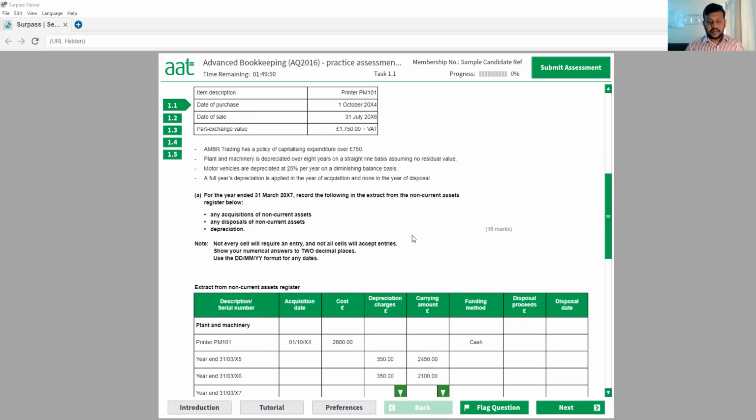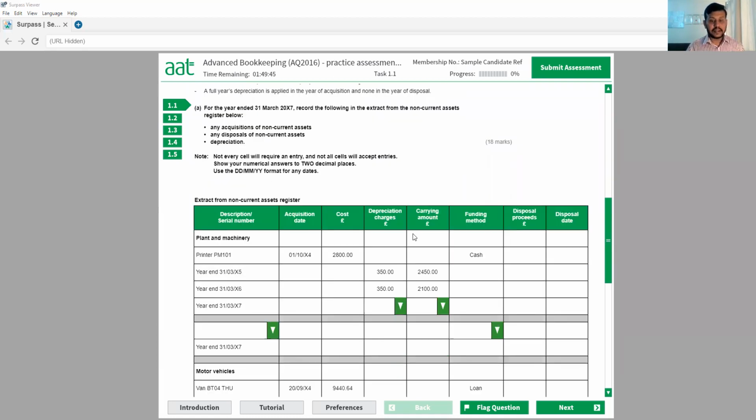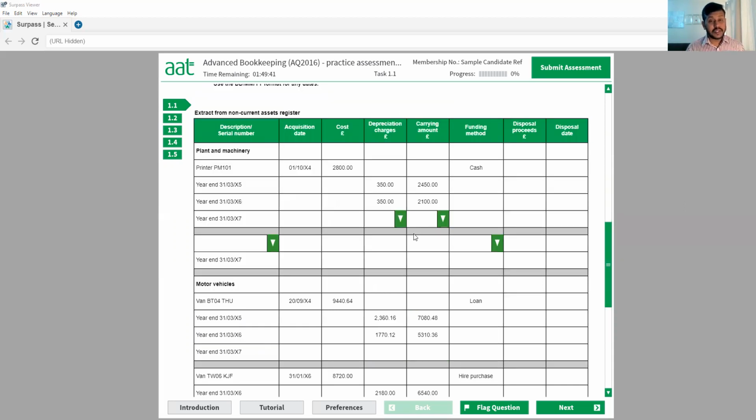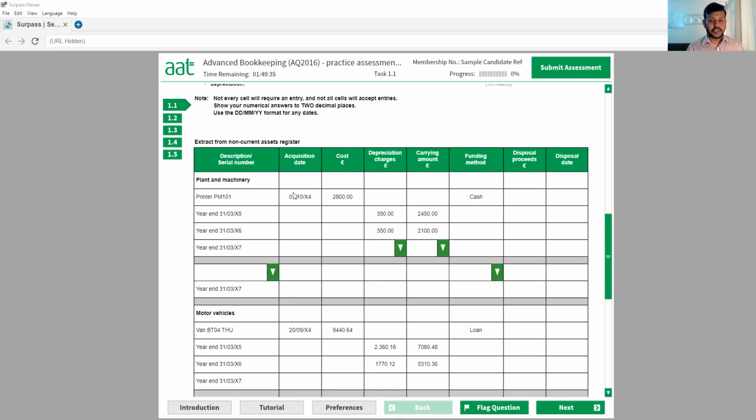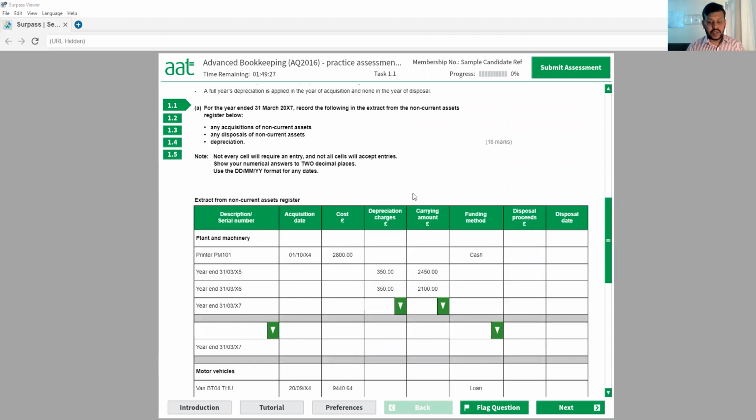All right, so now we have a non-current asset. Now we have to complete this non-current asset schedule from this information. And in the exam, we're going to see exactly the same story. So let's have a look. The first one, plant and machinery. So what is the depreciation? Plant and machinery is depreciated over 8 years on a straight line basis. Okay, so 8 years and a straight line.